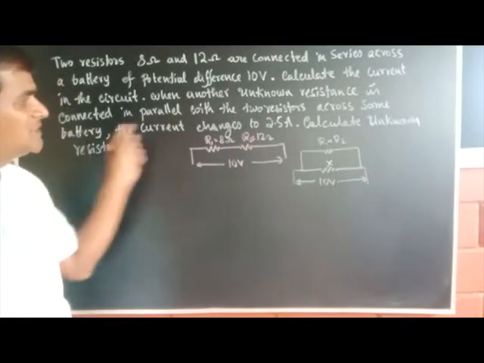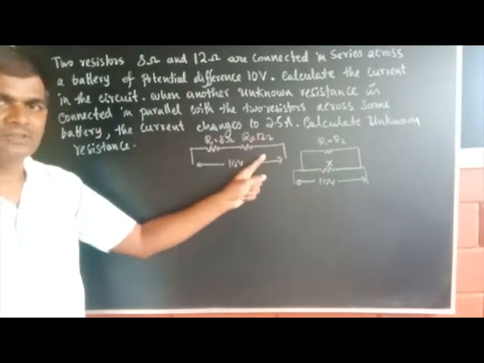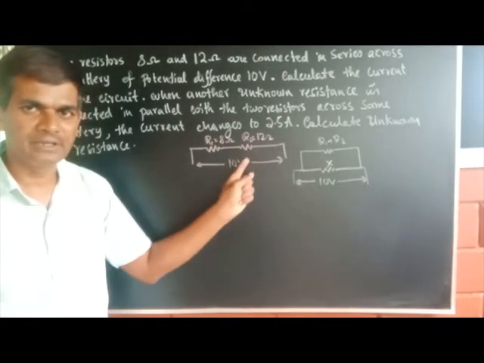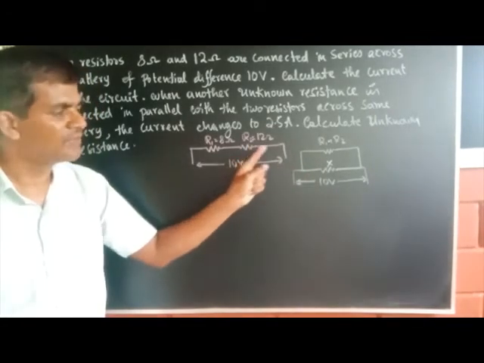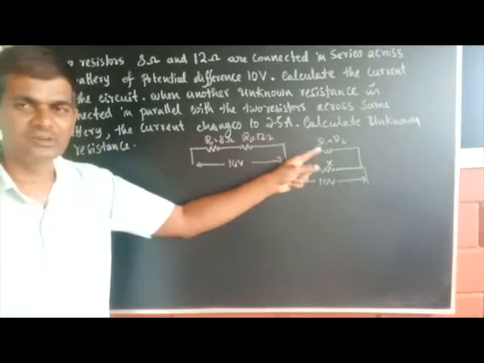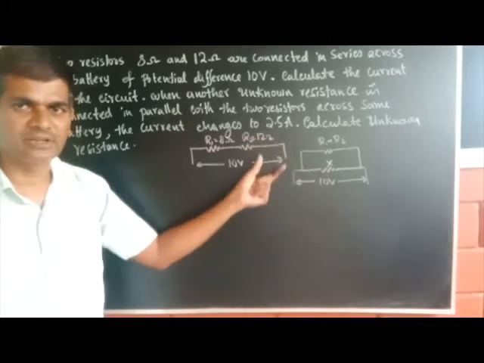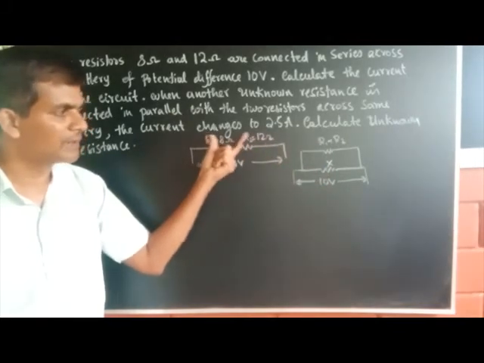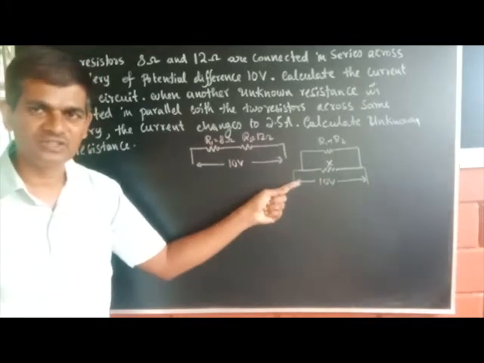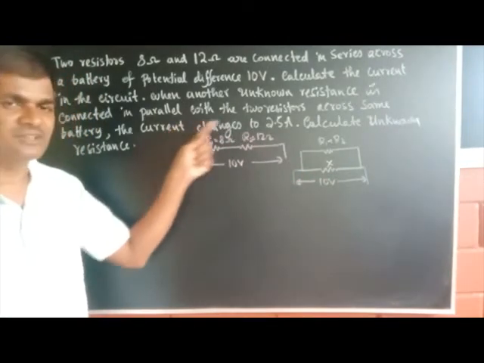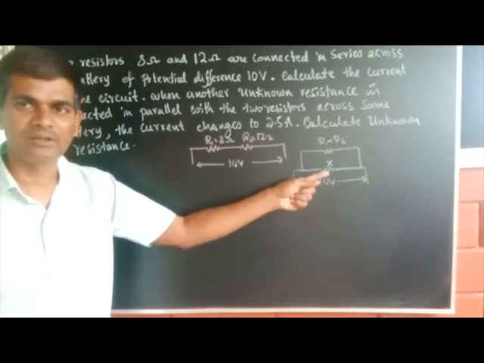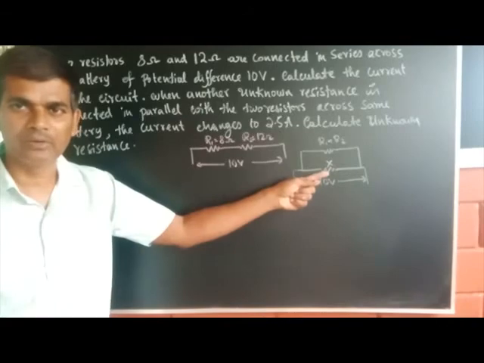Then the current changes. Whatever current we found in the first part changes to 2.5 ampere. When a resistance is connected in parallel, the current changes. Earlier there were two resistances in series, now I connect another unknown resistance in parallel, so definitely the current changes. What the current changes to is given. Calculate the value of this unknown resistance X.